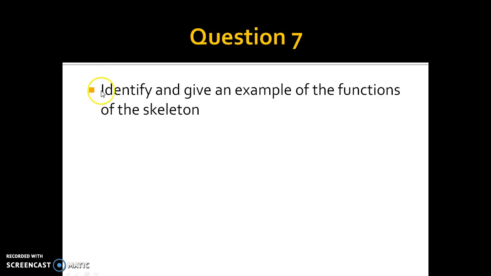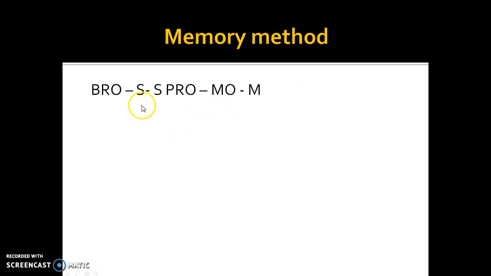Final question. Identify and give examples of the functions of the skeleton. Functions of the skeleton. From there, is there a way you can memorise? If you couldn't, there is one. From that, do you then think you can come up with the answer? Pause again and see how you go.